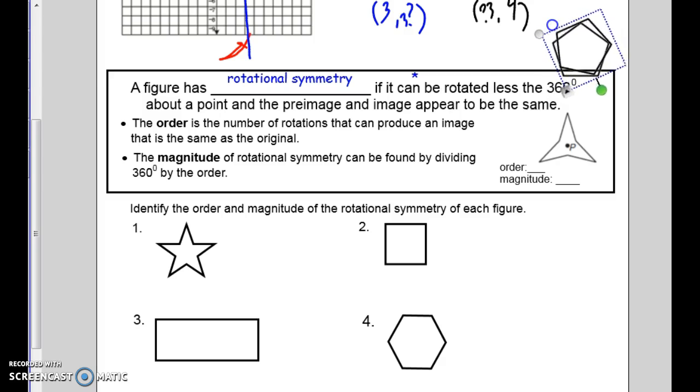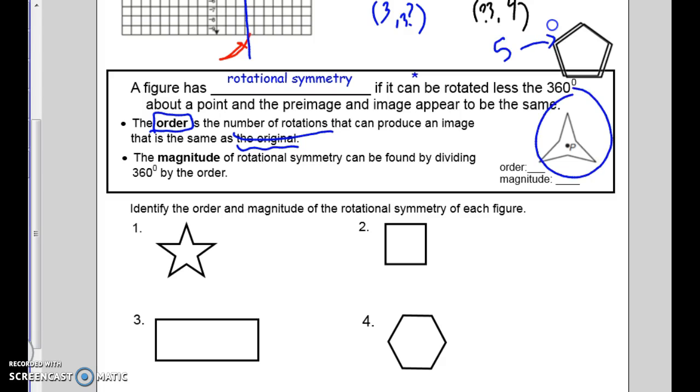Rotate it again, that would be 2. Rotate it again, that would be 3. Rotate it again, that would be 4. Rotate it again, that would be 5. So right here, that one I can rotate 5 different times, and it comes back to the beginning. At that point, that is what is my order: the number of rotations that can produce the image the same as the original. So on this shape right here, this pentagon, I rotated it 5 times.